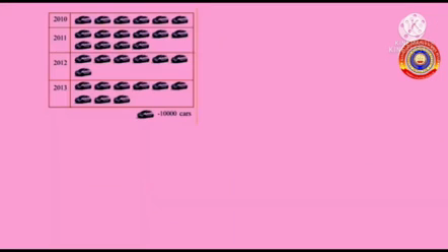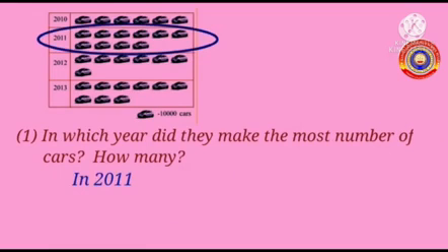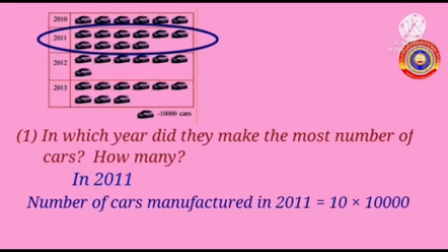First question, in which year did they make the most number of cars and how many? Look at this pictogram and find out in which year the number of cars is more. Yes, it is in 2011. The number of pictures of cars in 2011 equals 10. So, the number of cars manufactured in 2011 equals 10 into 10,000, which is equal to 1 lakh cars.